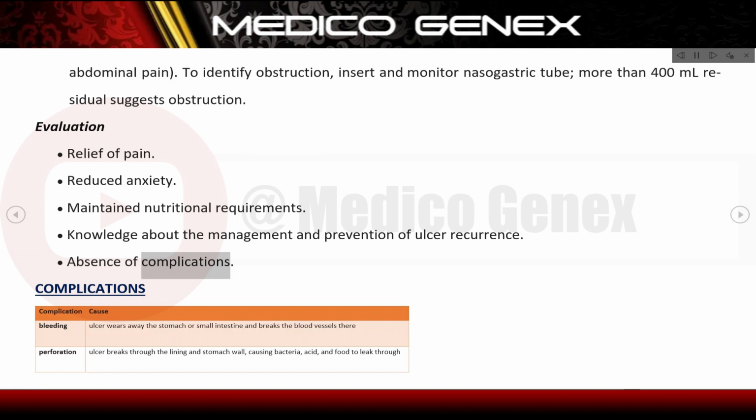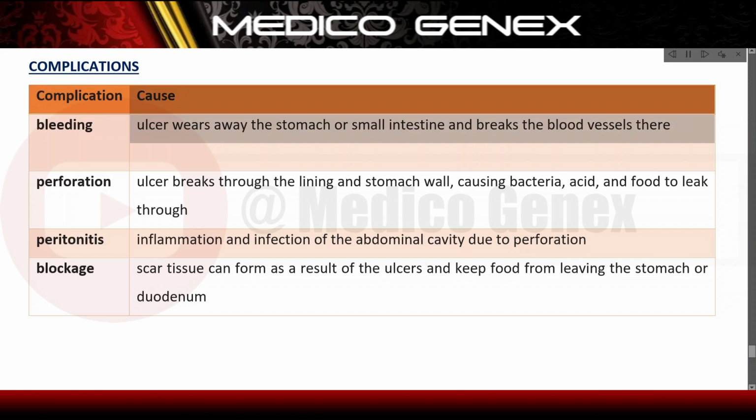Absence of complications. Complications and their causes. Bleeding. Ulcer wears away the stomach or small intestine and breaks the blood vessels there. Perforation. Ulcer breaks through the lining and stomach wall, causing bacteria, acid, and food to leak through. Peritonitis. Inflammation and infection of the abdominal cavity due to perforation. Blockage. Scar tissue can form as a result of the ulcers and keep food from leaving the stomach or duodenum.